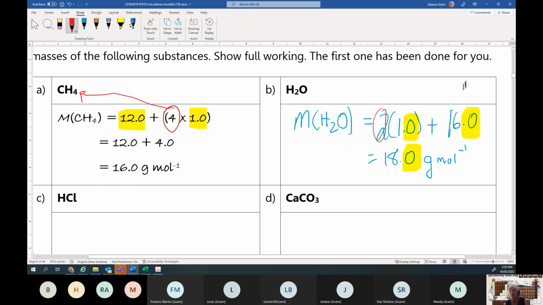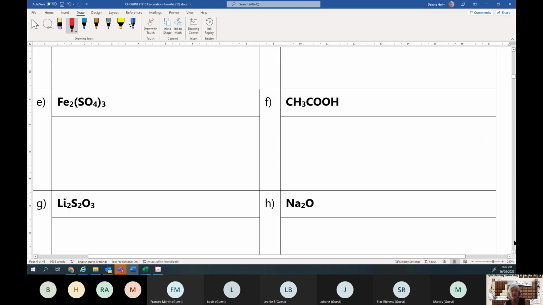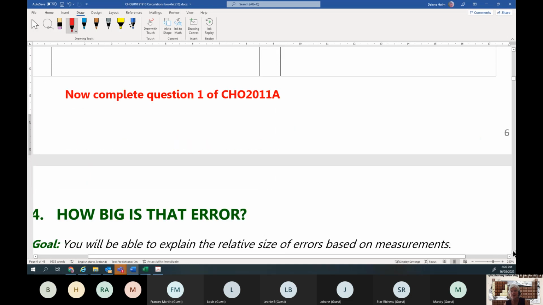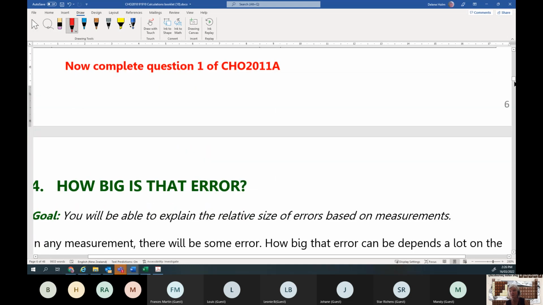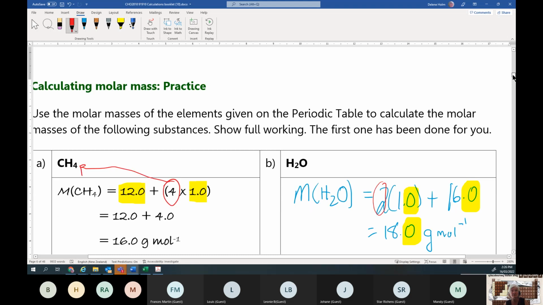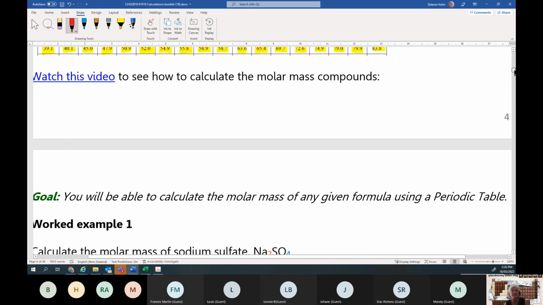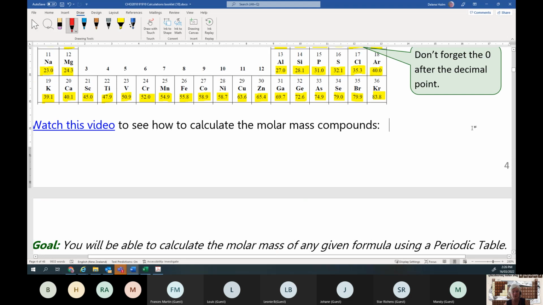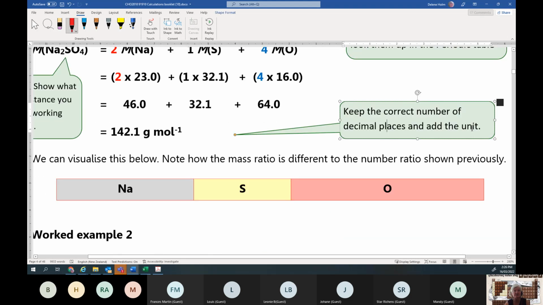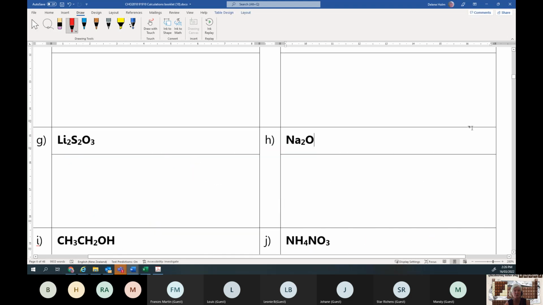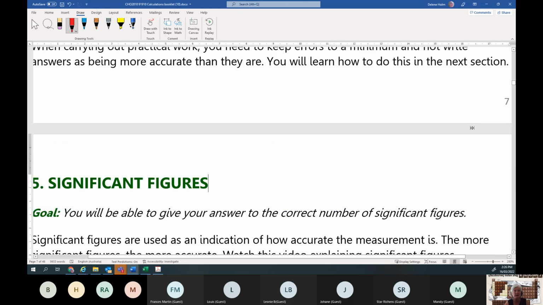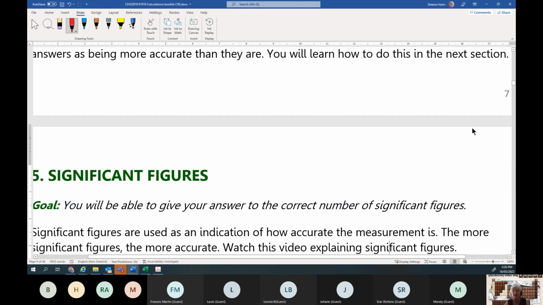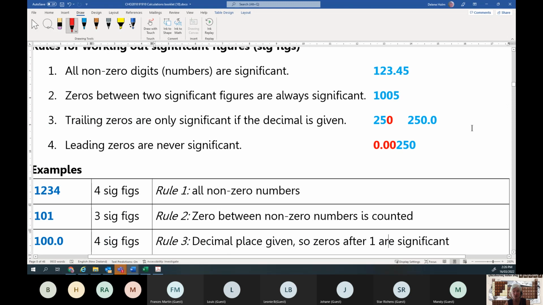So what I want to go through, very quickly, are the rules. The significant figure rules come below. I'll get back to errors a little bit later. So these are the rules.